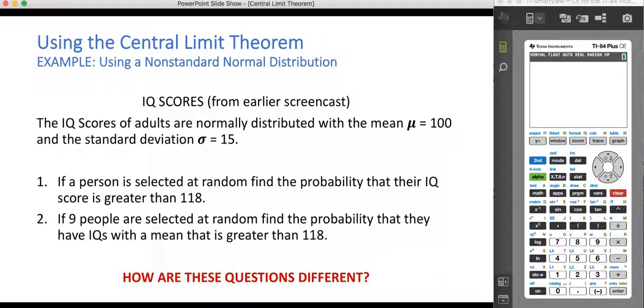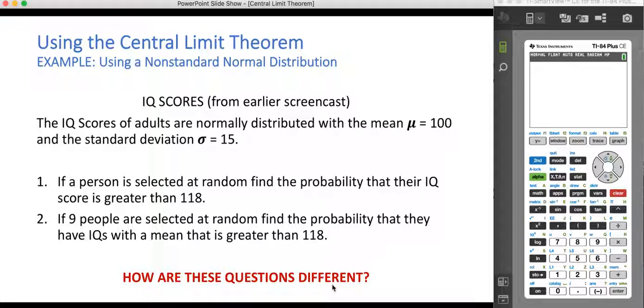So let's look at an example. Once again, let's talk about IQ scores, because IQ scores of adults are normally distributed with a mean of 100 and a standard deviation of 15. Let's consider two different questions. The first question is, if a person is selected at random, find the probability that their IQ score is greater than 118. Compare that to if 9 people are selected at random, find the probability that they have IQs with a mean that is greater than 118.